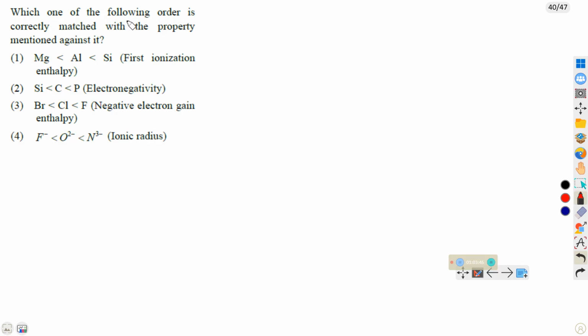Which one of the following order is correctly matched with the property mentioned against it? Fourth one. Because these are isoelectronic. In case of isoelectronic, ionic size is directly proportional to negative charge.